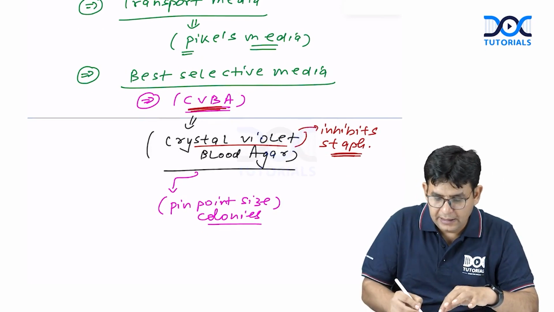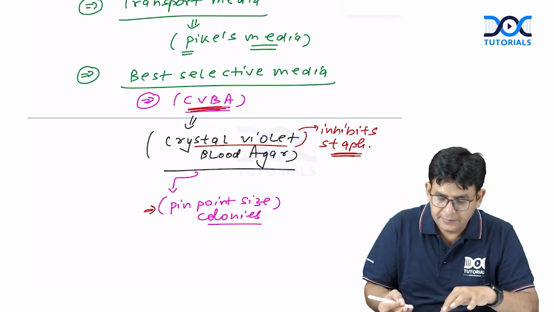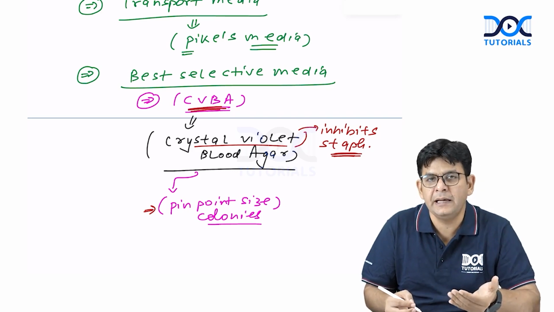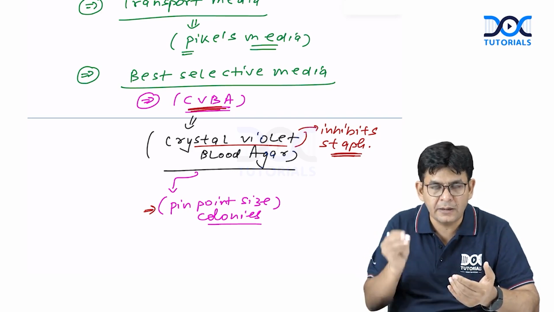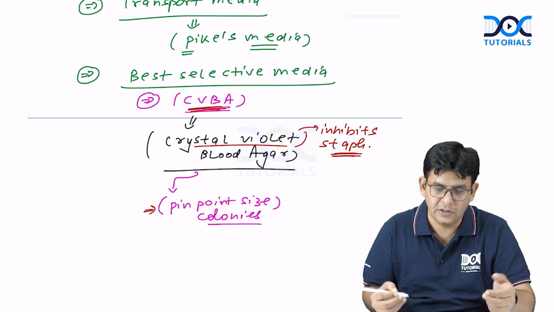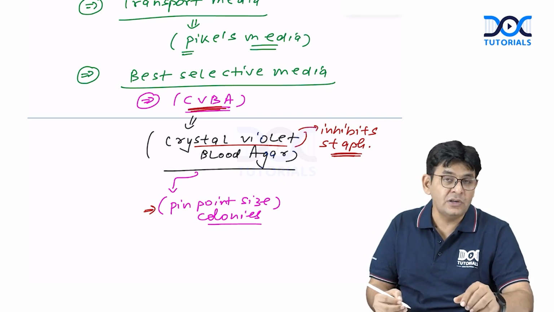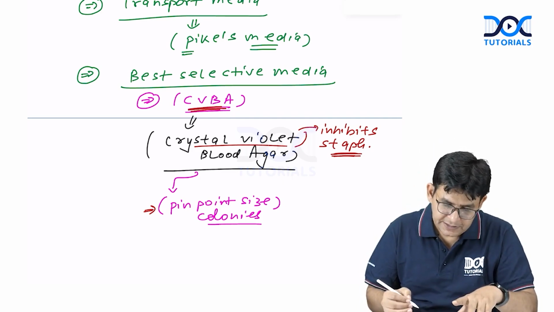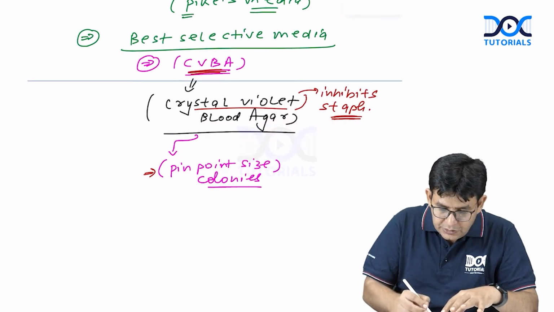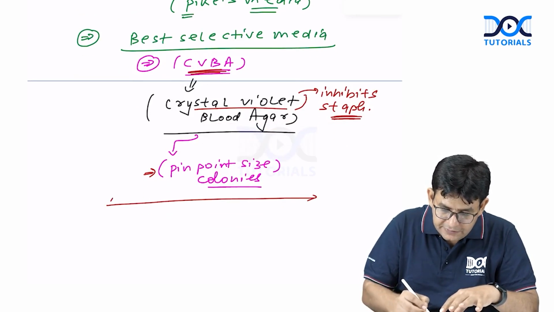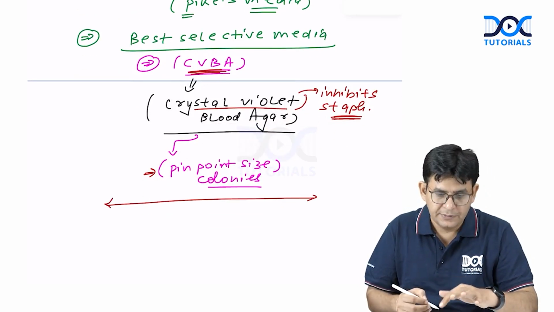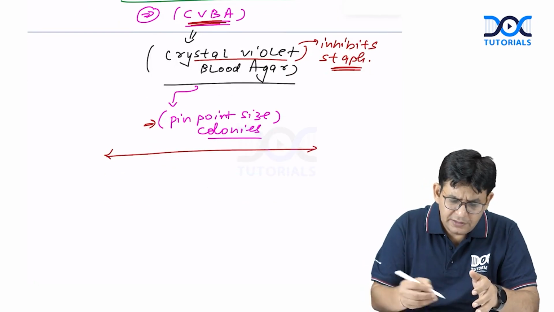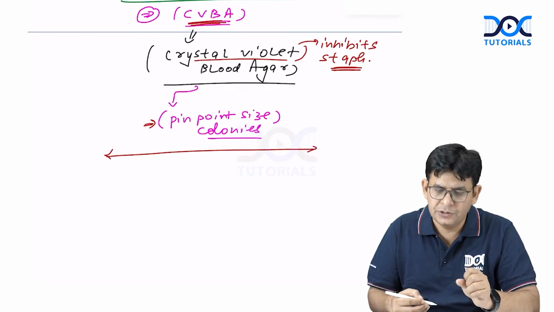Okay. And important is that we are talking about a beta hemolytic strepto. So obviously it will produce a complete zone of hemolysis. So that is obvious. Okay. But the size of the colonies is very, very small, and that is termed as what? Pinpoint size colonies. Is it fine? So regarding this particular culture media, we have done it here itself. Besides that, we'll talk about them in the later part also.